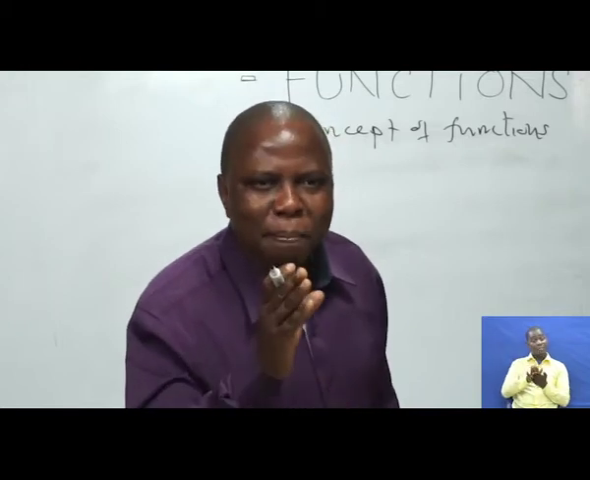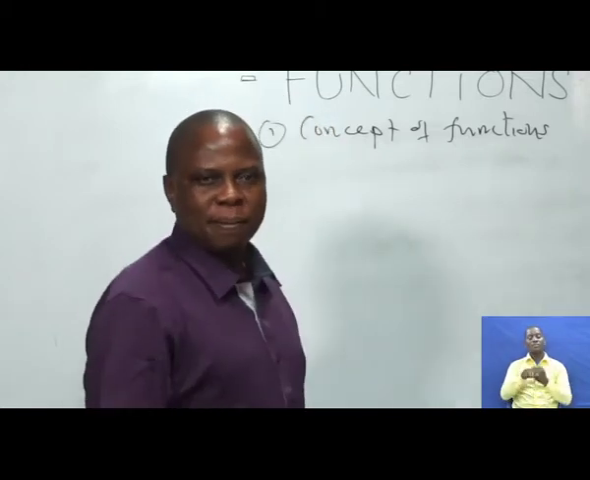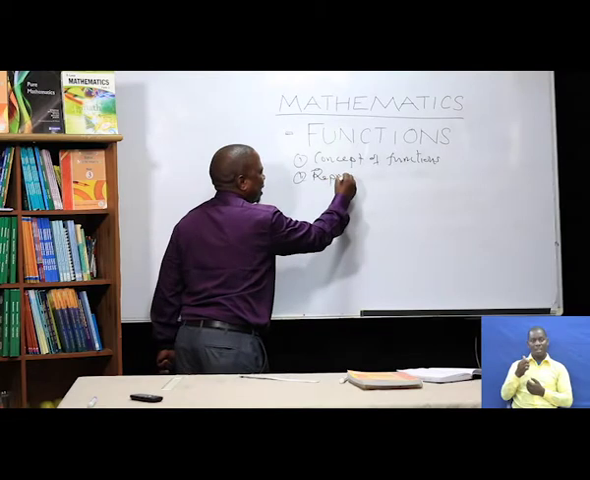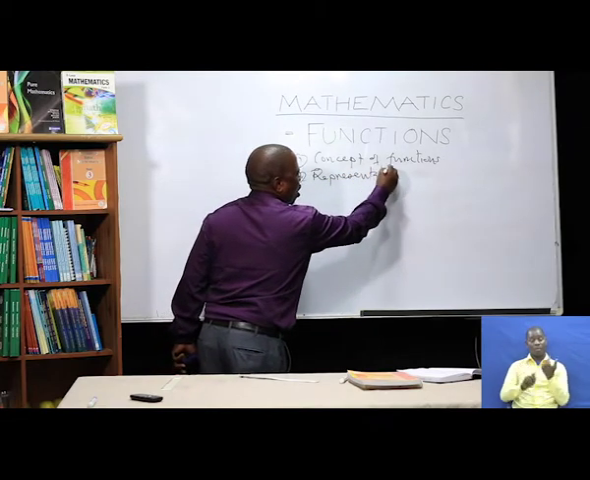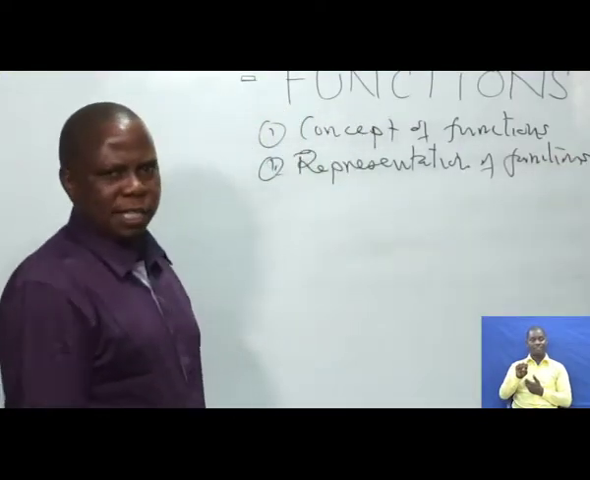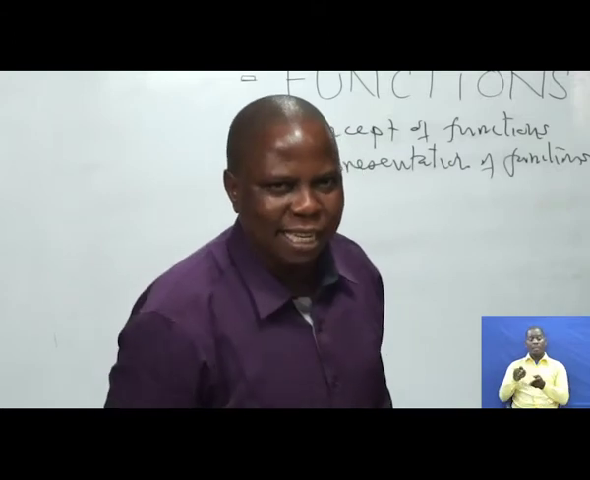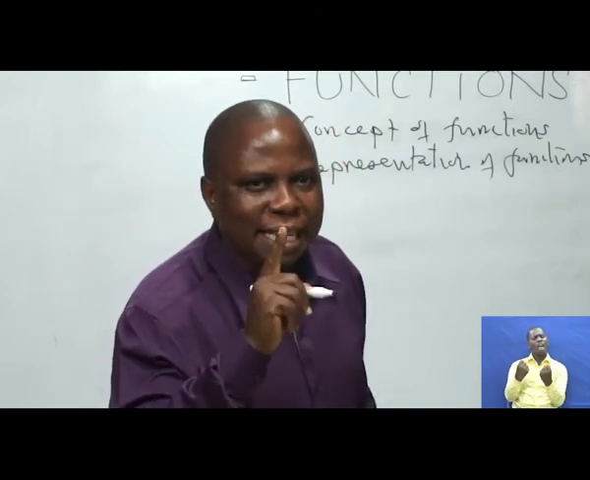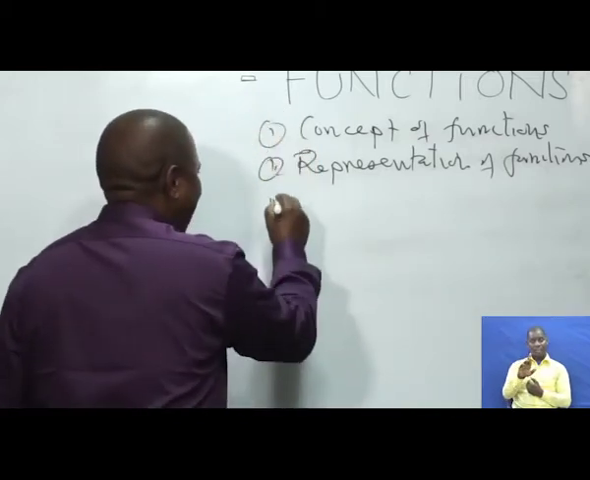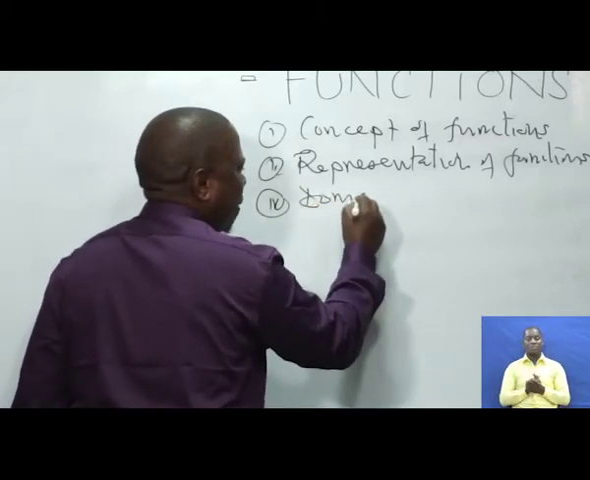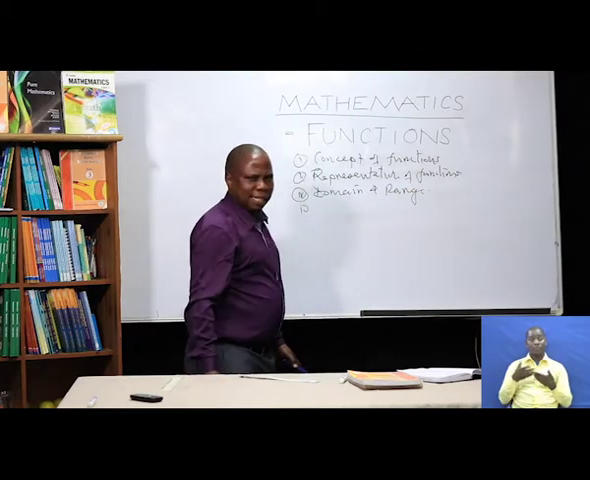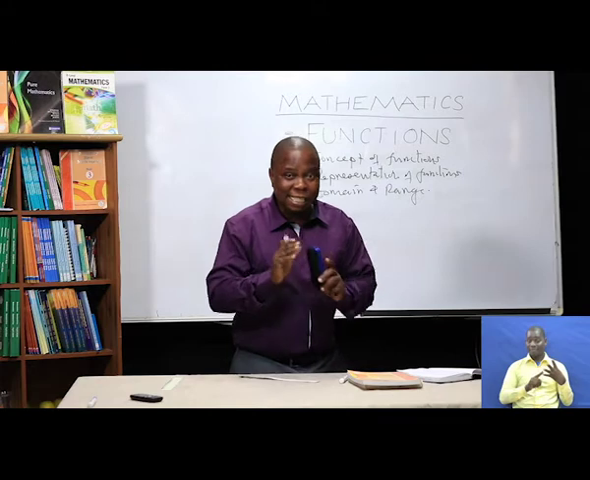The second thing which every one of us should be able, by the end of the lesson, to explain, are the methods of representing functions. The methods of representation of functions. To each method which is represented, you should also be able to determine the domain and range. The third thing here is domain and range. The last but not least is the inverse of the function.